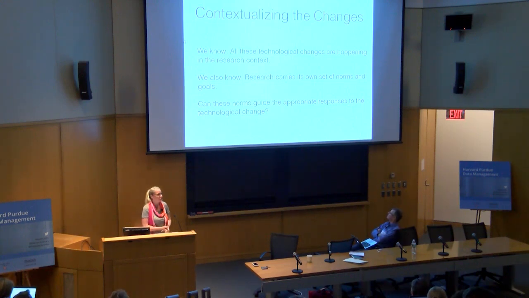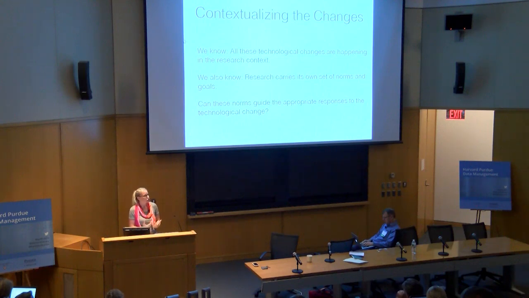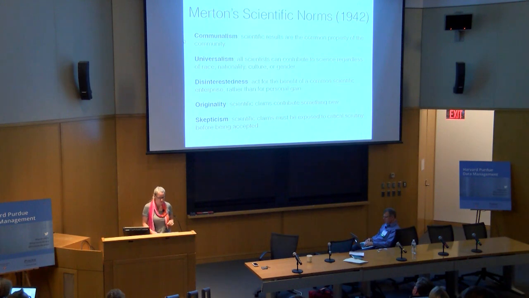Okay, so how do we contextualize these changes? We all know these technological changes are happening. We also know that research for hundreds of years has carried its own sets of norms, goals, and expectations. And so my question is, can these long-standing norms, our traditional norms around science, guide how we start to think about and interact with these technological changes and understand, maybe even almost in a prescriptive way, what we should be doing? So I went back to Merton's scientific norms from 1942.